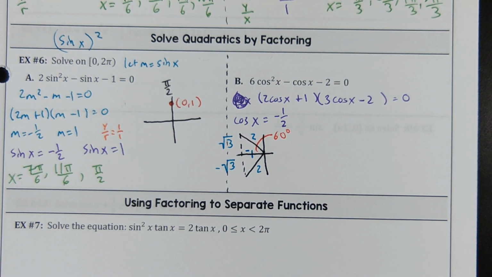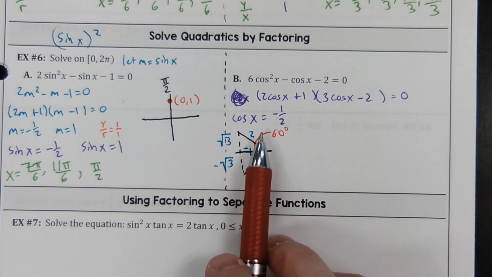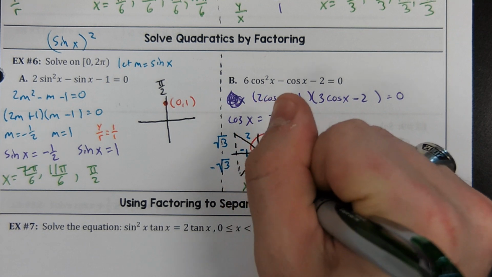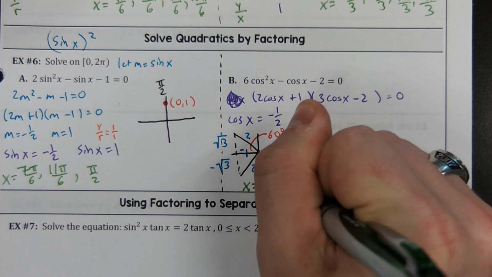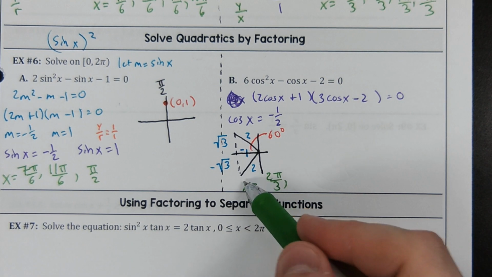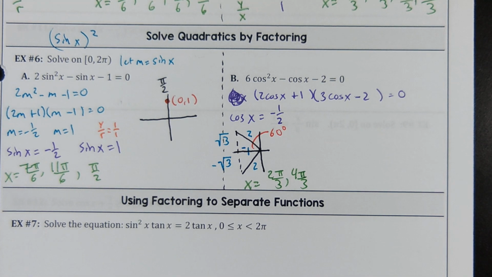Then as radians, those 60-degree angles are pi over 3's of some sort. So this one happens to be in quadrant 2, so that one's 2 pi over 3. And then this pi is 3 pi over 3. So what's this one? 4 pi over 3. Awesome.